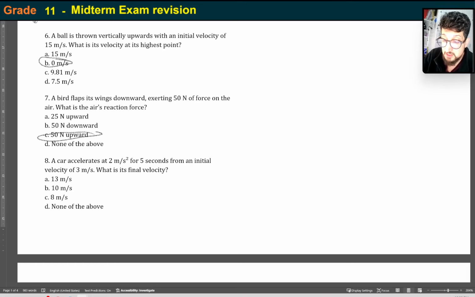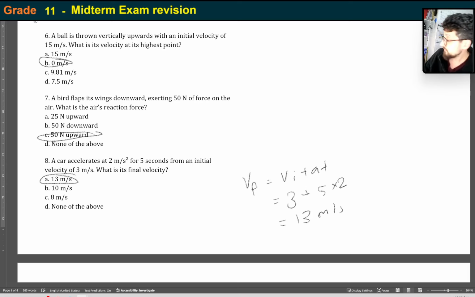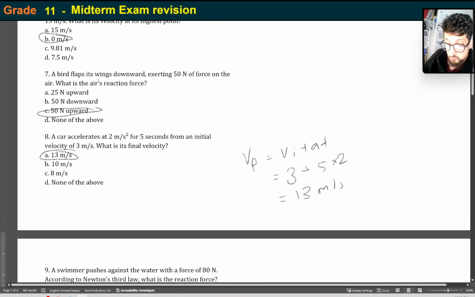A car accelerates at 2 meters per second squared for 5 seconds from an initial velocity of 3 meters per second. What is the final velocity? So the final velocity is going to be Vf equals Vi plus at. So that's going to be 3 plus 5 times 2, which is going to be 13 meters per second. Let's go.